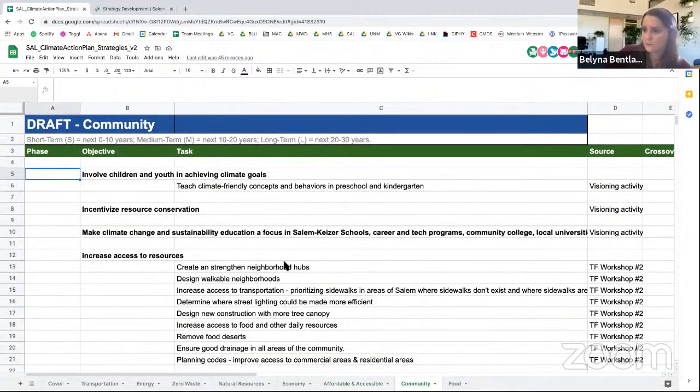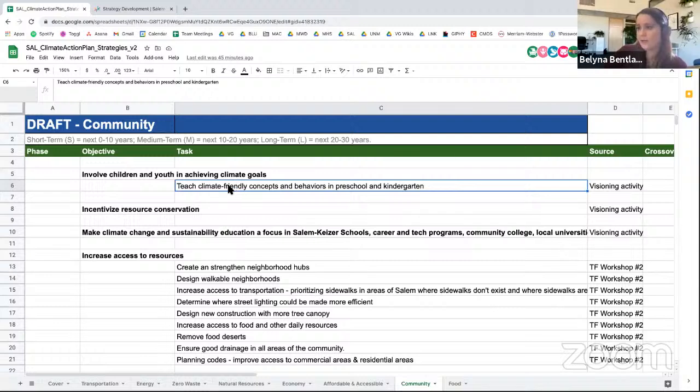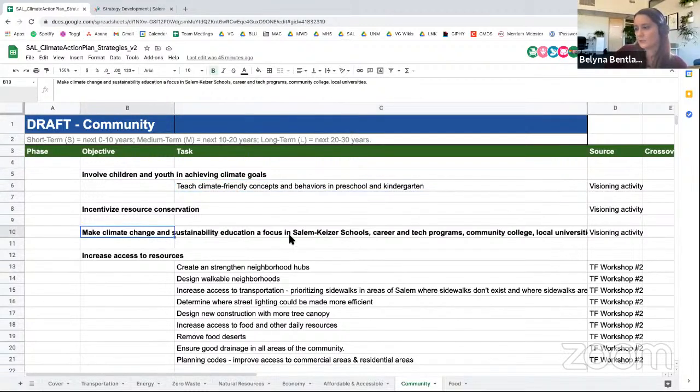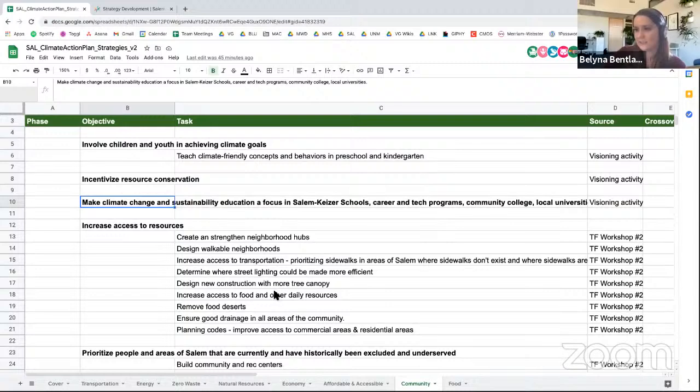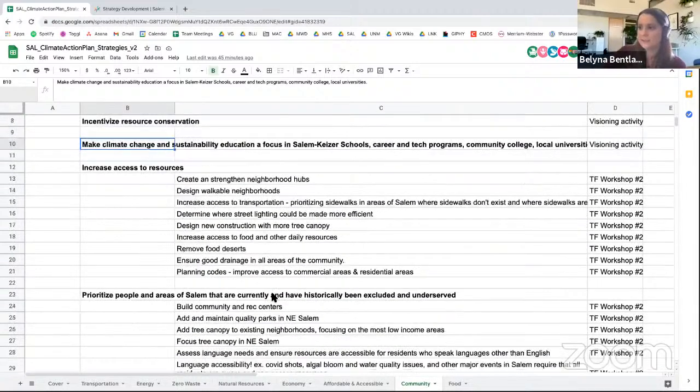And then shifting over to community. So there's a lot of outreach and education strategies here, but things from preschool and kindergarten curriculum all the way to Salem Kaiser schools and career and technology programs at the community college and local university levels. So how do we get students better engaged with learning opportunities and advocacy and volunteer opportunities?